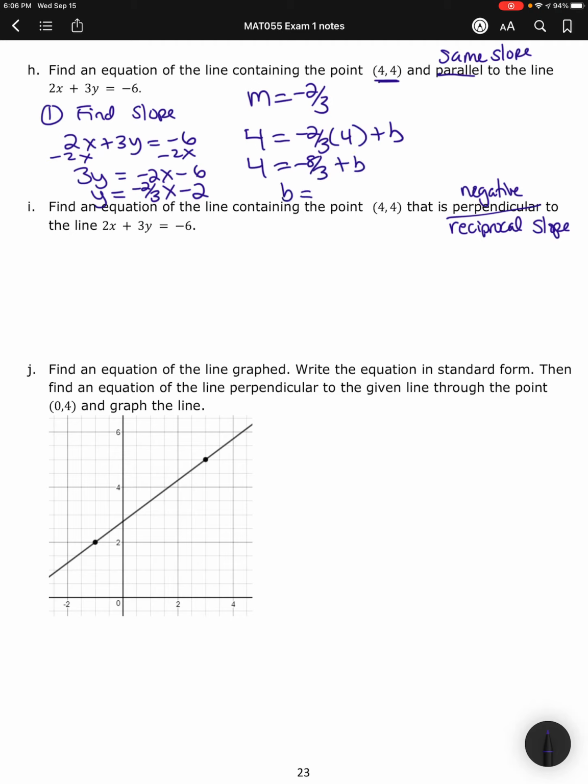So b is going to be 4 plus 8/3 because we have to add the 8/3 on both sides. I'm using my calculator and I got 20/3. This one you probably don't want to put in as a decimal because it's a repeating decimal, so it wouldn't be an exact answer if you did the decimal form. If you're not sure how to get it into a fraction, just let me know and I can show you how to do that in the calculator.